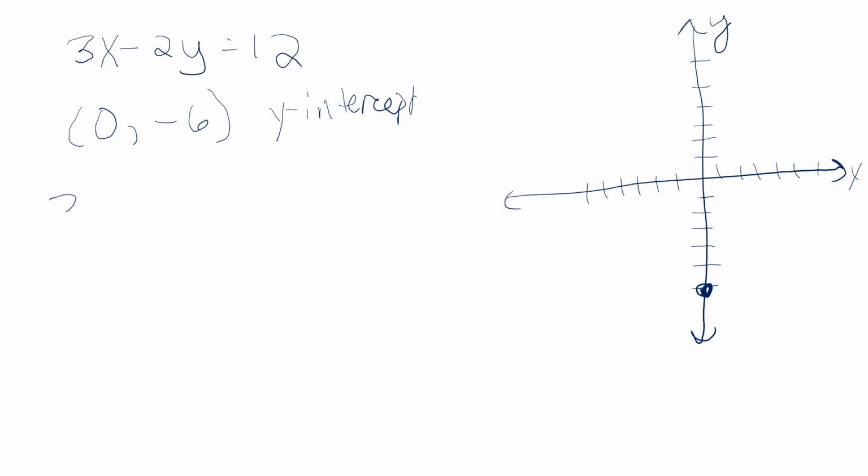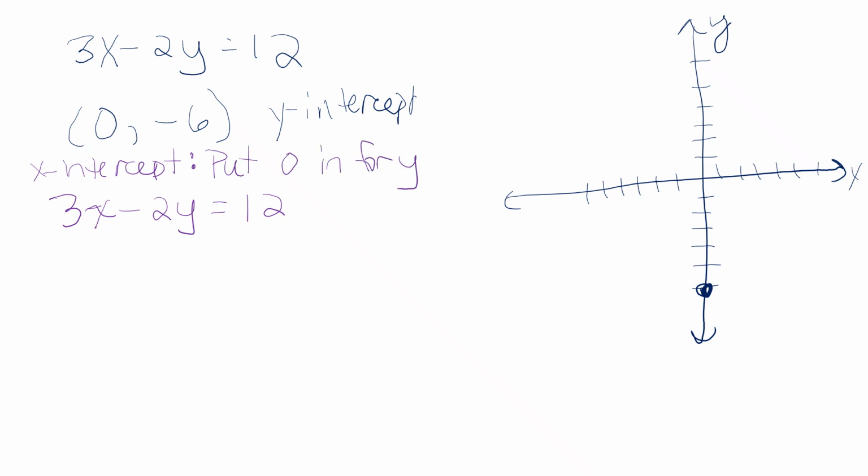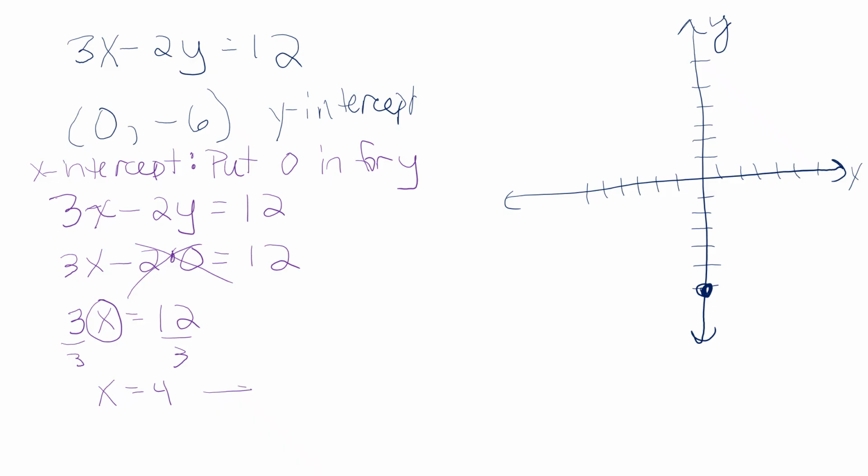All right, so 3x minus 2y equals 12. Now I want to find the x-intercept. The x-intercept means I put a 0 in for y. So then I've got 3x minus 2 times 0 equals 12. Again, little shortcut: that's just a 0, so I don't need to think about that really. 3x is equal to 12. To get x all by itself, divide by 3. So x is equal to 4. That means that we have the point 4, 0, and this is my x-intercept.